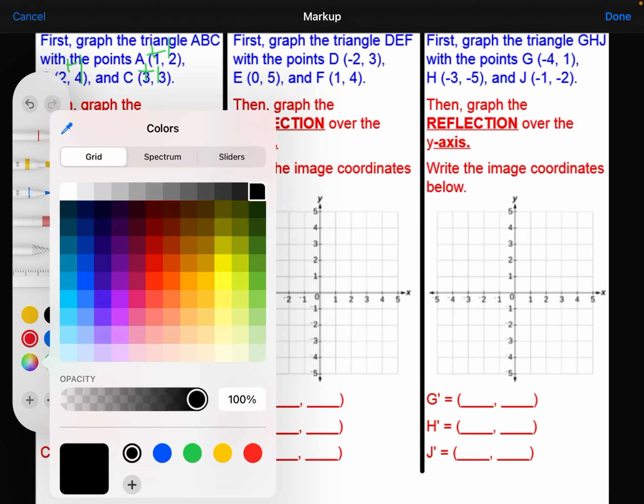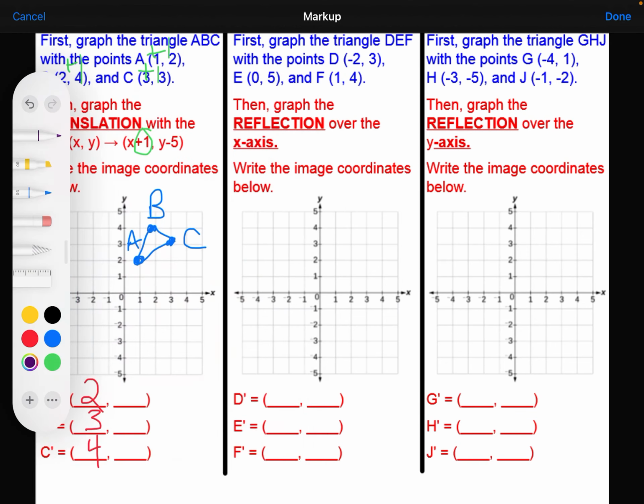Then your second one here, as I move over to purple. The second thing here is it shows that it's y minus 5. This is going to get me some negative numbers. That's okay. Use a calculator if you're not good doing negatives in your head. But as you can see here, 2 minus 5 would be negative 3. 4 minus 5 would be negative 1. And 3 minus 5 would be negative 2. And then I'm just going to graph these. 2, negative 3, 3, negative 1, 4, negative 2.